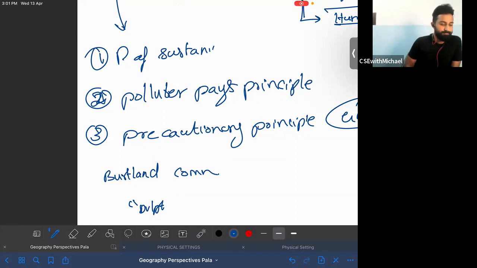So the last one is the human rights principle. Human rights are entitlements based on morality, justice, and fairness, which nations of the world have agreed all people ought to have. Examples are the right to life, liberty, health, etc.